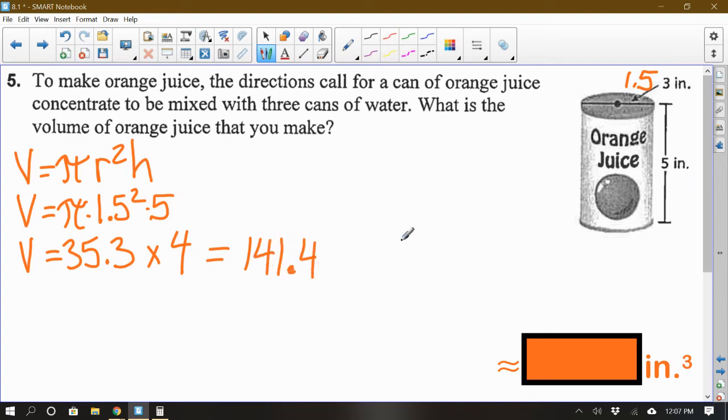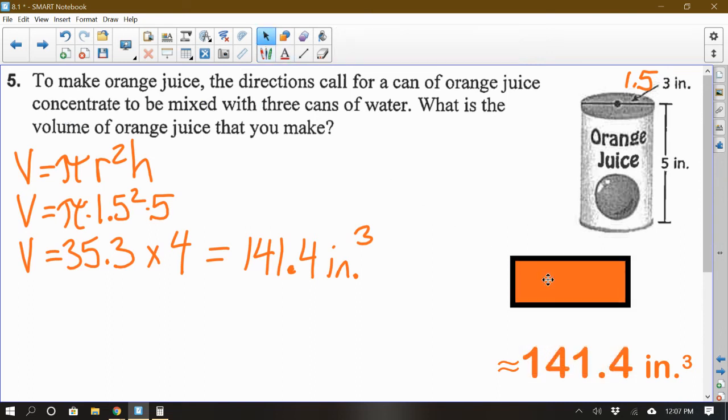There we go. And we're measuring in inches cubed. So there's the volume of a total of 4 cans. Again, 3 cans of water plus the 1 can of concentrate. Well, let's see how we did. Perfect. So 141.4 inches cubed. All right, try one more.